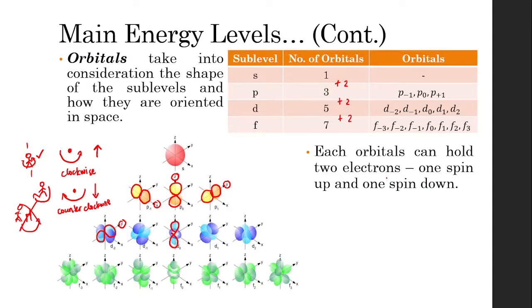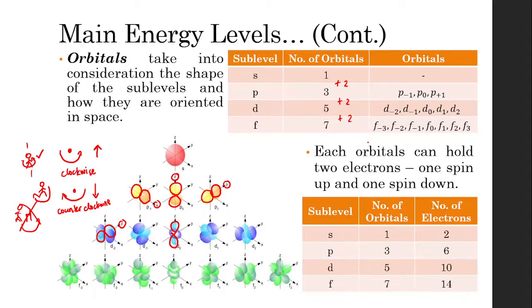So why is this necessary? Well, each orbital in each sublevel can hold up to 2 electrons, which tells you that the s sublevel, which only has 1 orbital because it has the shape of a sphere, can only hold up to 2 electrons. While the p sublevel can hold up to 6 electrons because it has 3 orbitals. As for d with 5 orbitals, it can hold up to 10 electrons. So the number of electrons for each sublevel increases by 4.